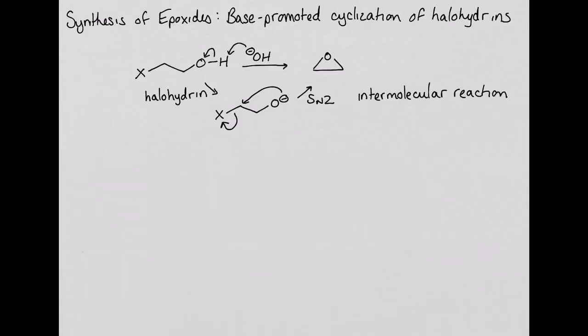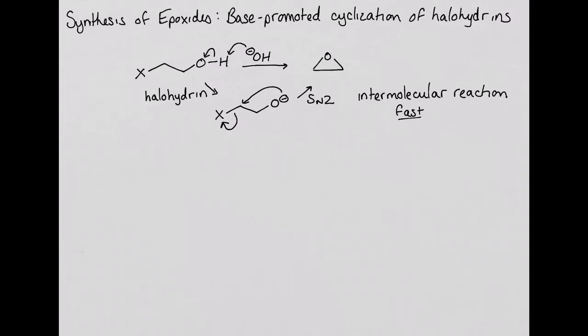Typically, intramolecular reactions occur very quickly because the nucleophile and the electrophile are already very close together since they're in the same molecule. The fact that the last step of this mechanism is an SN2 reaction requires that the nucleophile and the leaving group are trans to one another.